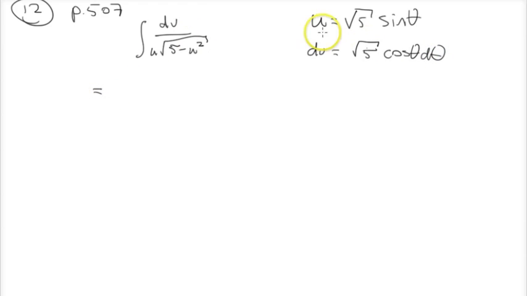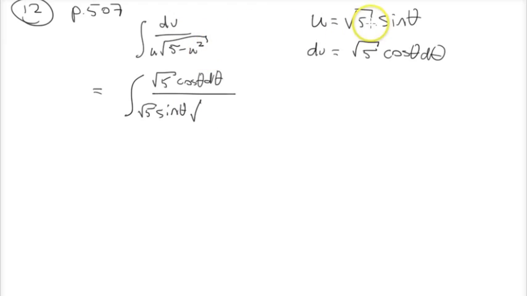So everywhere we see a u, including outside of the radical, we're going to have to substitute in root 5 sine theta. So the du is going to be root 5 cosine theta d theta. The u is going to be root 5 sine theta, and then the u squared is going to be 5 sine squared theta. So we can take this 5 out, and that'll make it 1 minus sine squared theta, all that under the radical. And then we can reduce this.